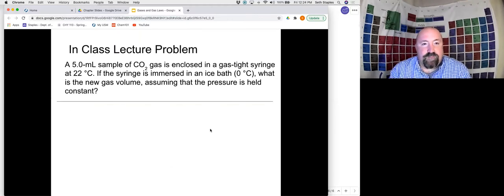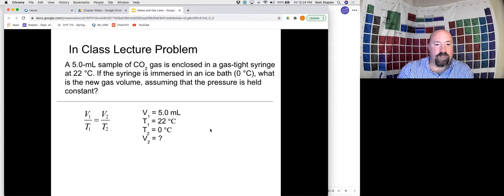Another example here. We have a 5 milliliter sample of carbon dioxide in a syringe at 22 degrees C. We then take the syringe and immerse it in an ice bath at 0 degrees C. We want to know what the new volume is, assuming that the pressure remains constant. So again, apply the same problem-solving approach that we looked at with Boyle's law. Write down all of your given information, what it is that you're looking for, and the equation you're going to use.